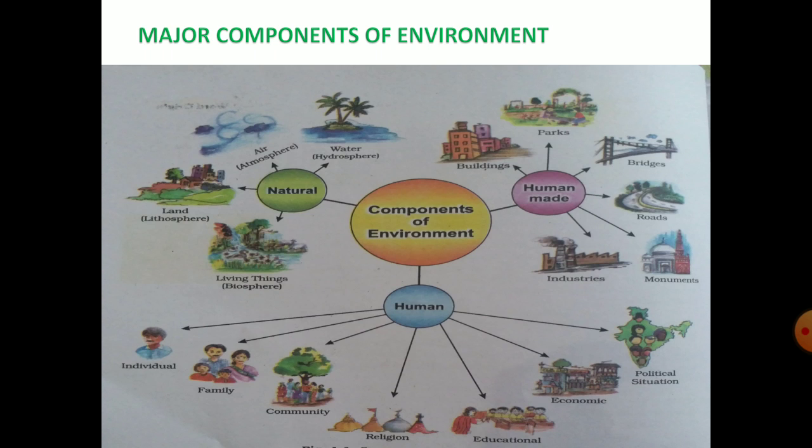The natural environment refers to both biotic and abiotic conditions existing on the earth. So first, what is biotic? The biotic is the world of living organisms like plants and animals. We call it biotic. And what is abiotic? Abiotic is the world of non-living elements like land.